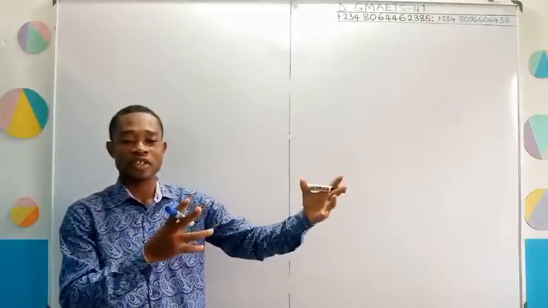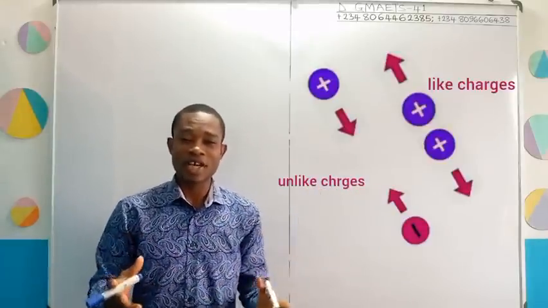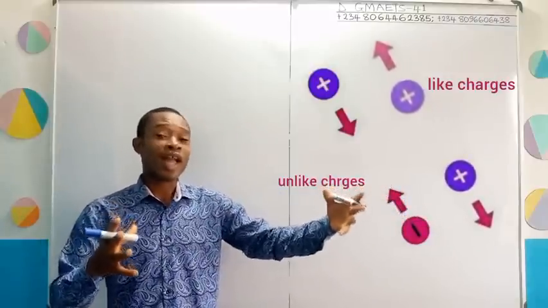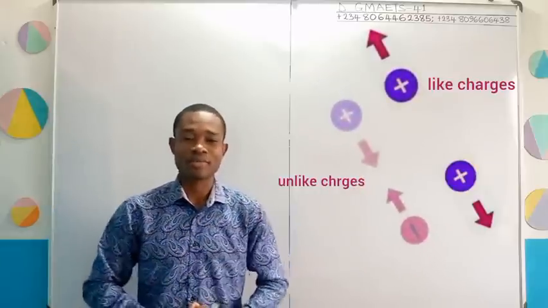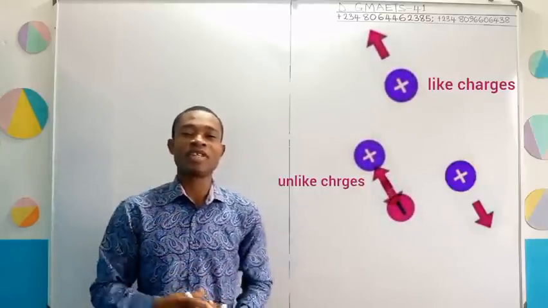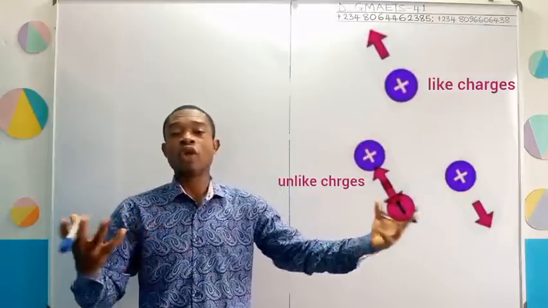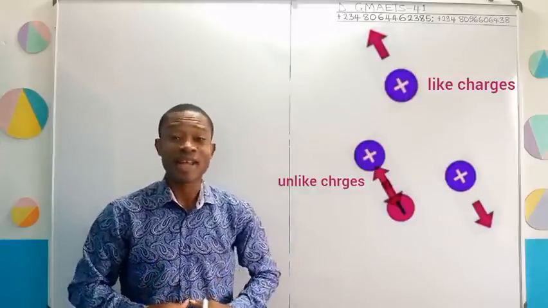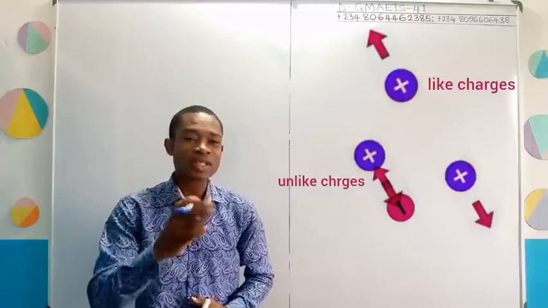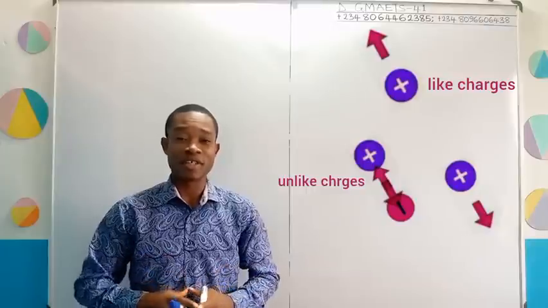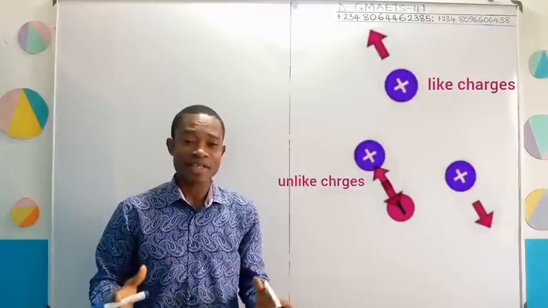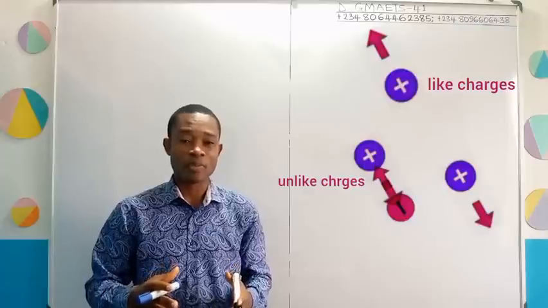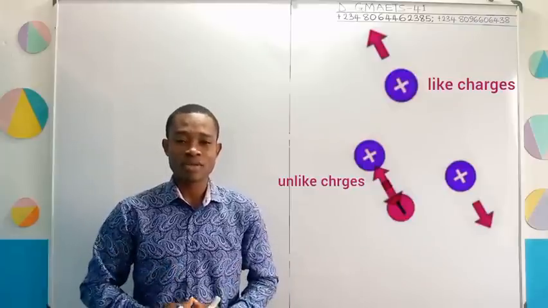Now consider that you have two charges. According to the law of charges, like charges will repel and unlike charges will attract. What is responsible for this repulsion and or the attraction in the case of like charges and unlike charges respectively? That is what I want us to quickly look at in this video. Like I stated, Charles Augustin de Coulomb was responsible for propounding this law. What does this law state?